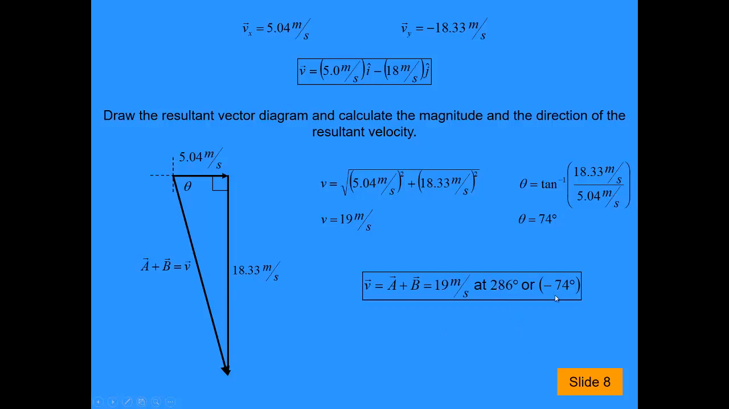Personally, I don't care which one you use. If this was a free response problem, they wouldn't care which one you used. If this was a multiple choice, you would, of course, have to choose the answer that they gave you. Right? They probably wouldn't give you both. They'd give you one or the other. But you should be able to figure out both of them, right?